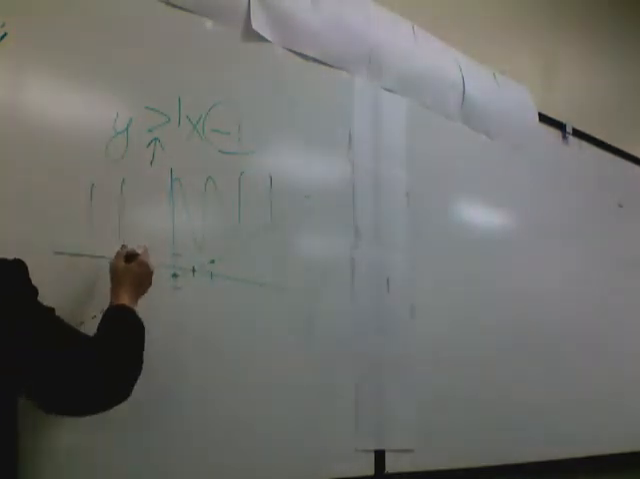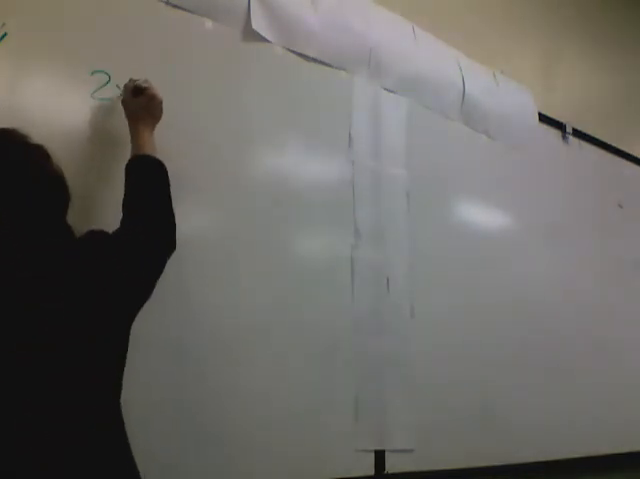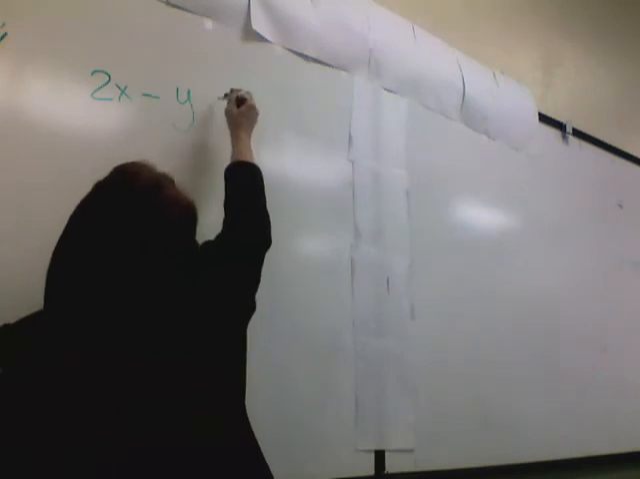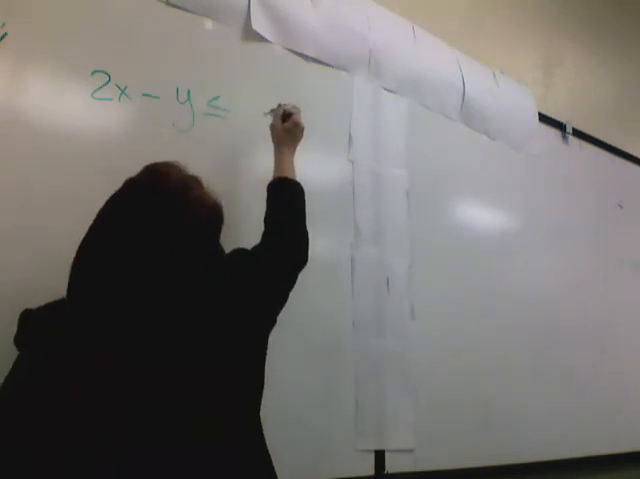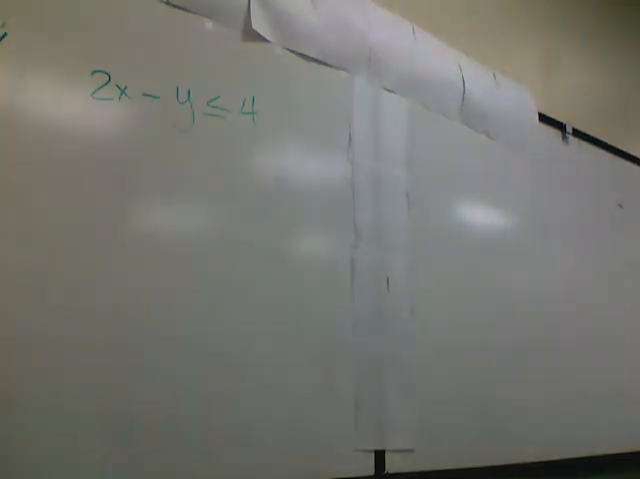But everything above here will be colored in. And we have another inequality to graph. Okay, could you call that one out to me? 2x minus y, less than or equal to positive 4. What do we need to do before we start graphing it?